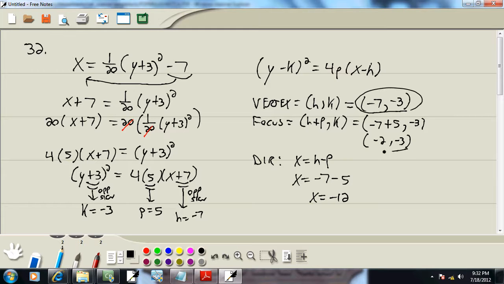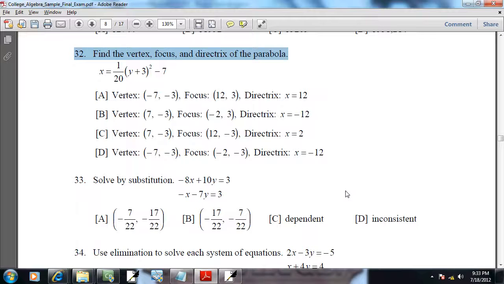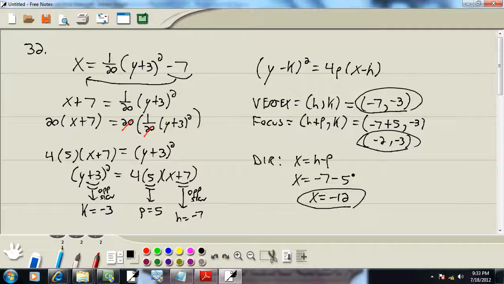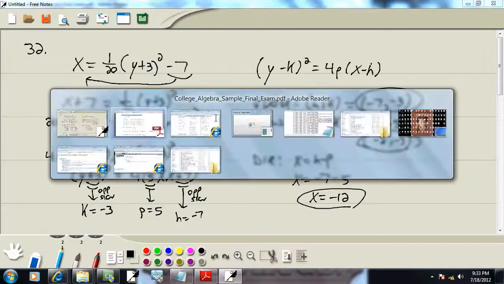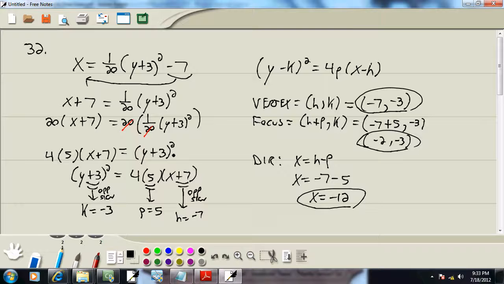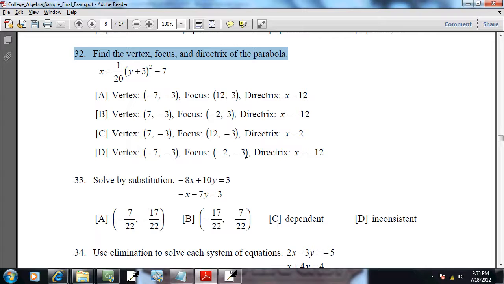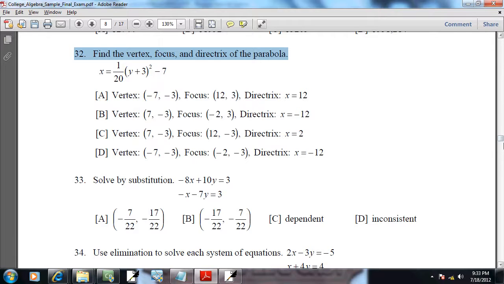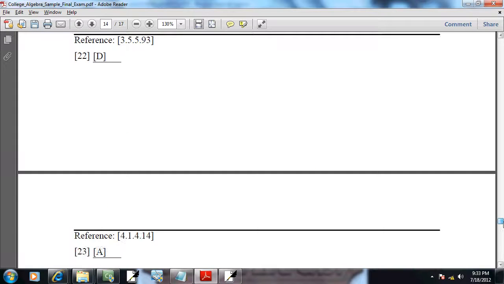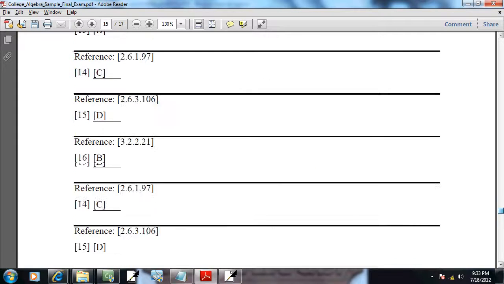So there's our vertex, focus, and directrix. Let's see which one it matches. Either B or D: negative 2, negative 3, negative 7, negative 3. Looks like D, D as in David. This is the one it matches. So let's go check that. 32D. And that checks.